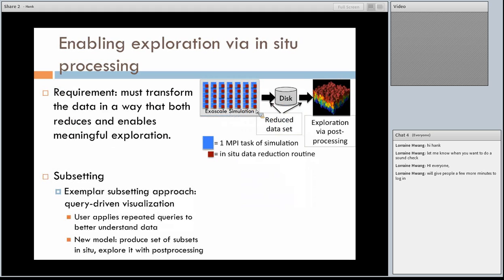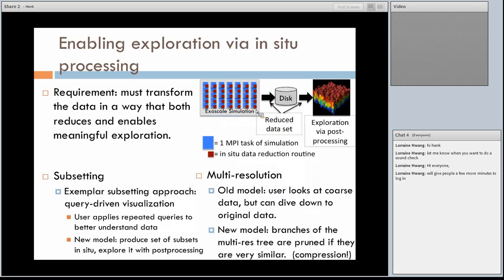Our community has thought about other things. We've thought about subsetting, so just finding the regions that are important. We've thought about multi-resolution techniques. We've thought about topological reductions. We've thought about a lot of things, and we're at the point right now where we're exploring which techniques work best in terms of this trade-off between compression and integrity.